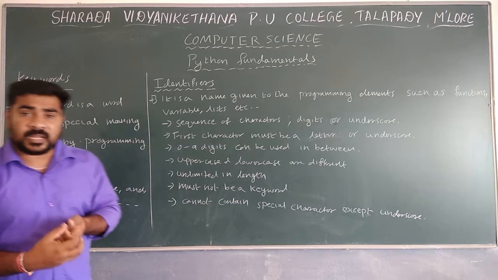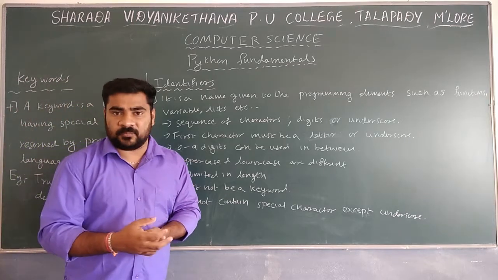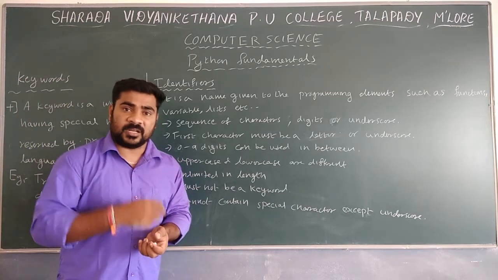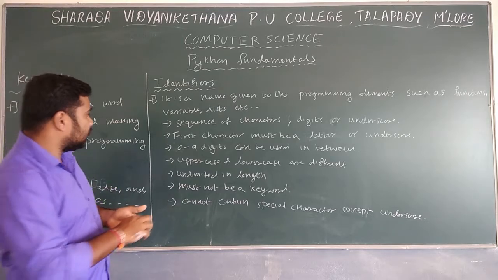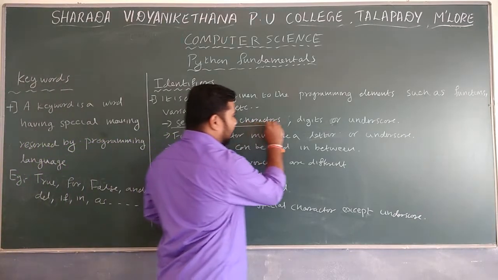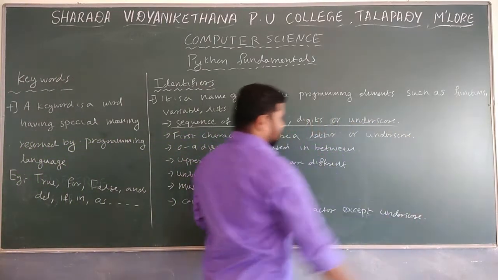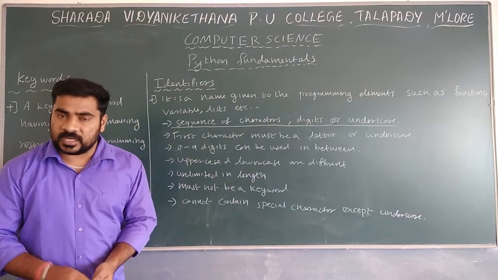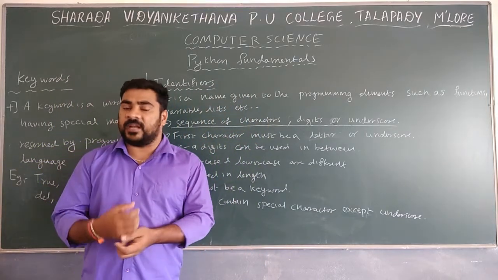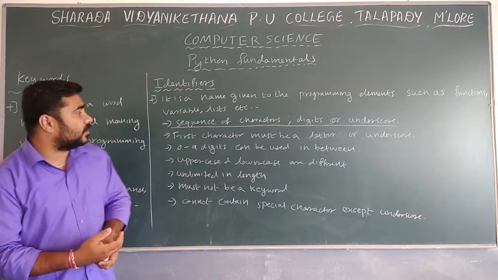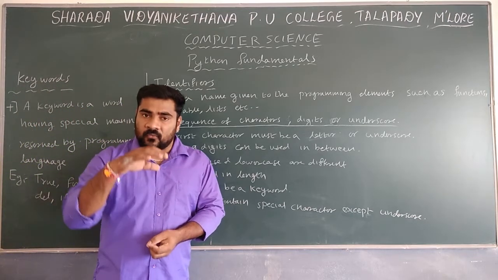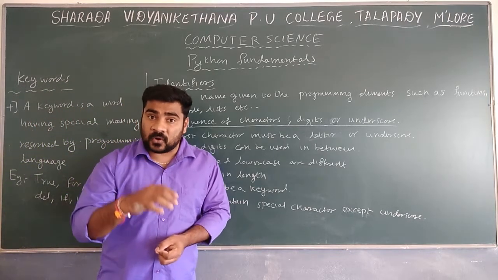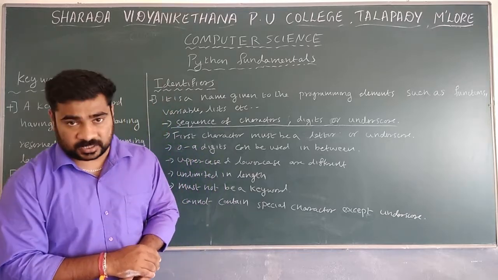But when you are going to provide the name for such a programming element, you have to follow certain rules. There are different rules. The first rule is that it should be a sequence of characters, digits, or underscore. Remember, if you are going to name a variable, or name functions, or name a list, whatever it is, whenever you name it, you have to follow certain rules or conditions.